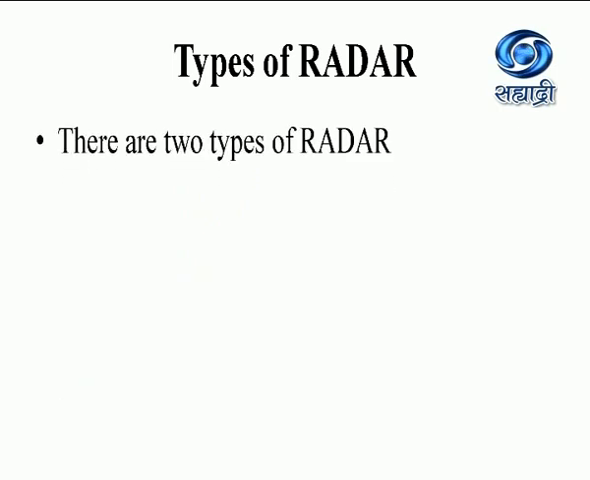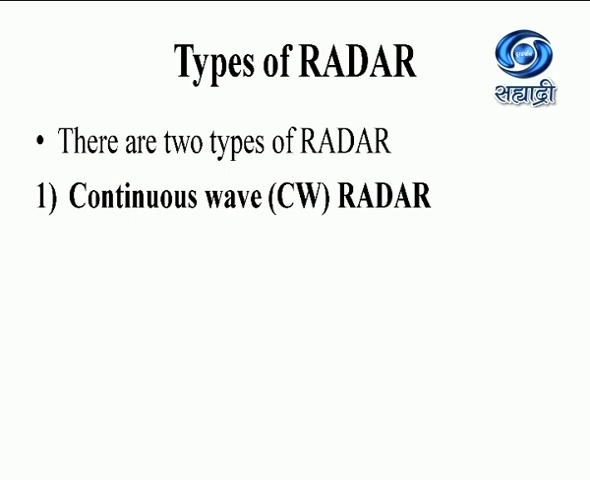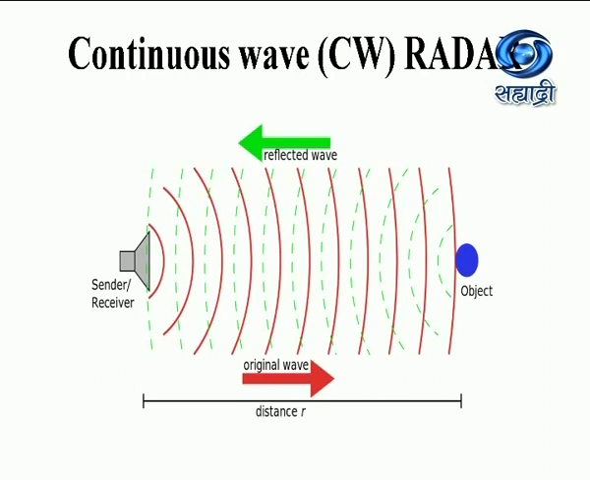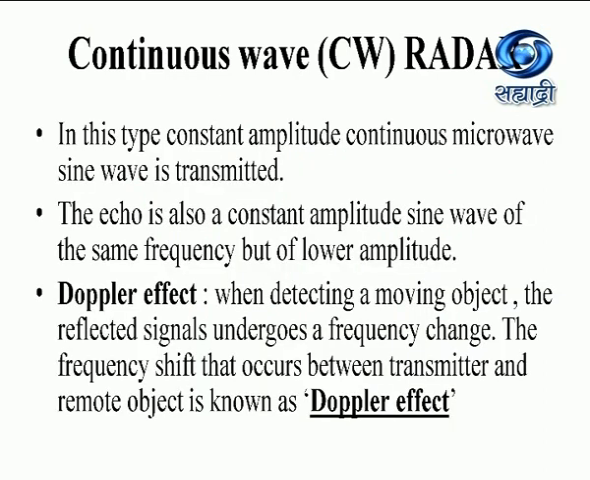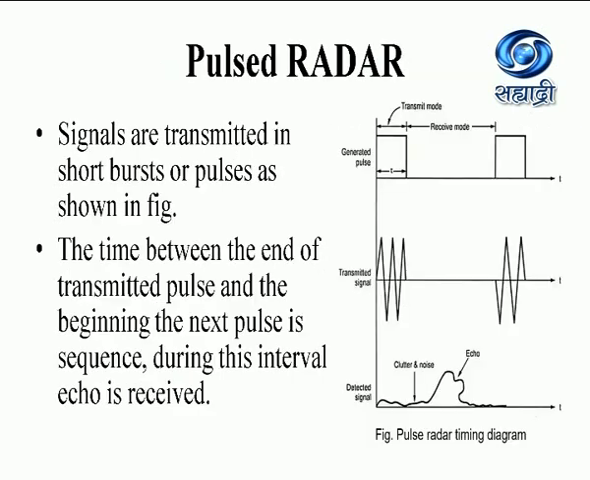There are two types of radar available. First is continuous wave, that is CW radar, and the second is pulse radar. This is the diagram of CW radar. In this type, a constant amplitude continuous microwave sine wave is transmitted. The echo is also a constant amplitude sine wave of the same frequency but of lower amplitude. Here the Doppler effect is there. When detecting a moving object, the reflected signal undergoes a frequency change, and the frequency shift that occurs between transmitter and remote object is known as the Doppler effect. Basically the Doppler effect is used in CW radar.